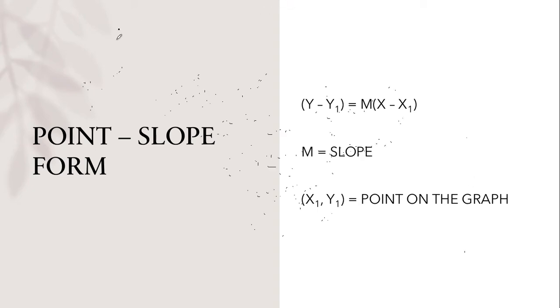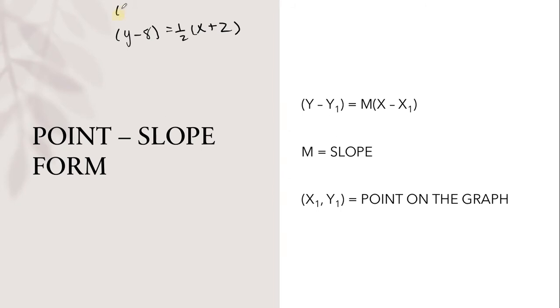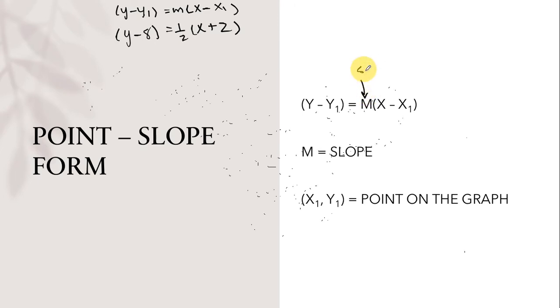So like, for instance, y minus 8 equals 1/2 x plus 2. If I gave you this, you should be able to tell me two things. You should be able to tell me the slope, and you should be able to tell me the point it's giving me. So m, of course, represents our slope. And the point that it's giving you is the x1 and y1.